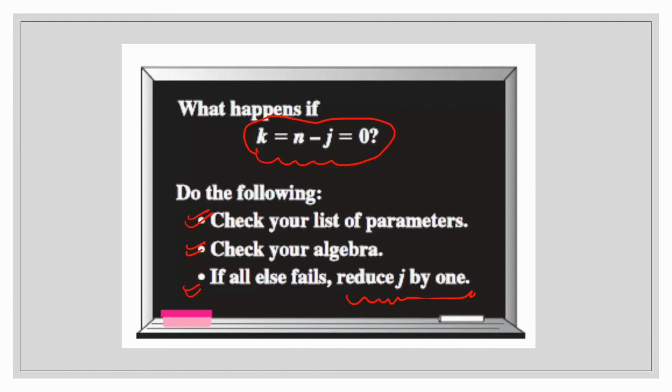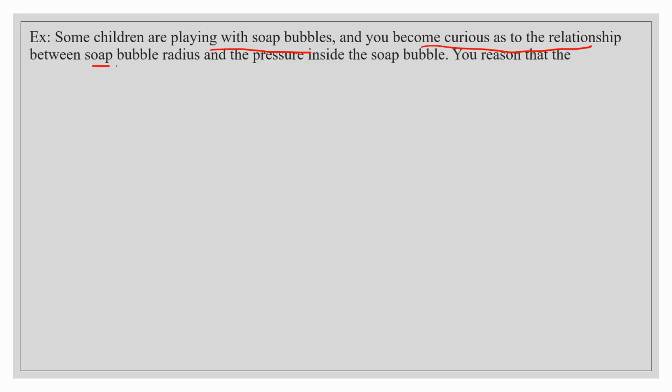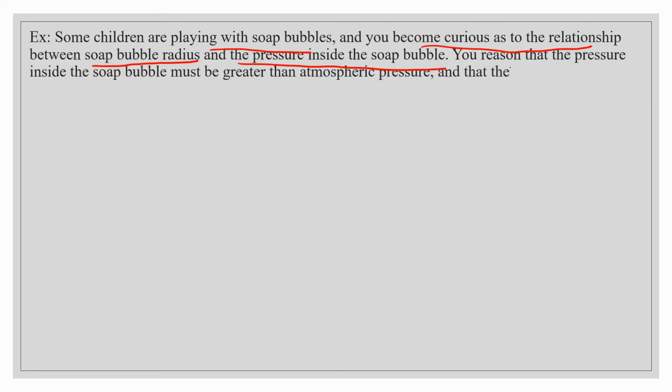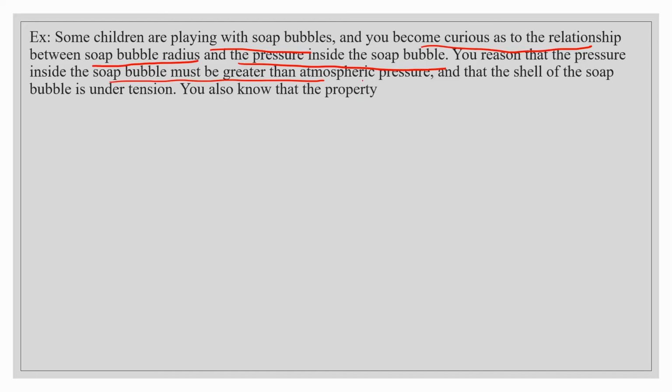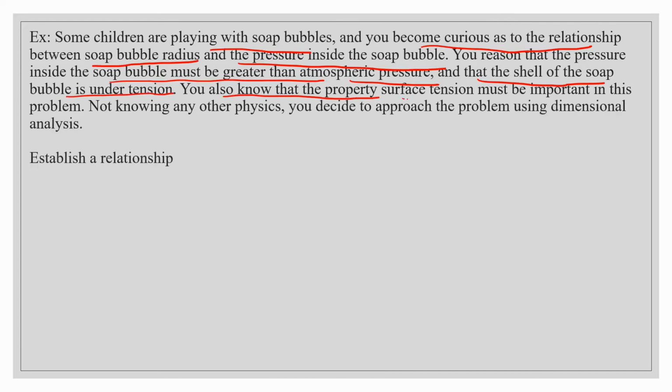So let us do one example for this case also. You have this problem that some children are playing with soap bubbles, and you become curious about the relationship between the soap bubble radius and the pressure inside the soap bubble. So you reason that the pressure inside the soap bubble must be greater than the atmospheric pressure, and that the shell of the soap bubble is under tension. You also know that the property surface tension must be important in this problem.